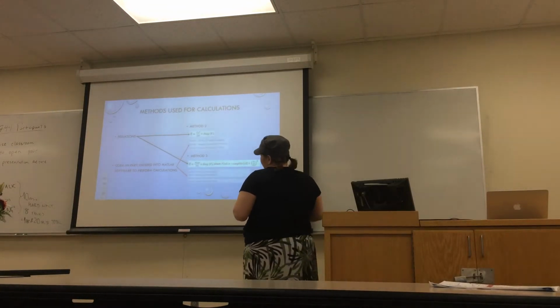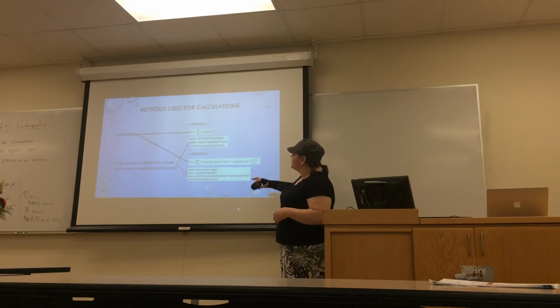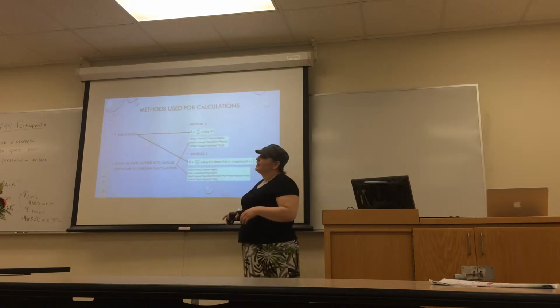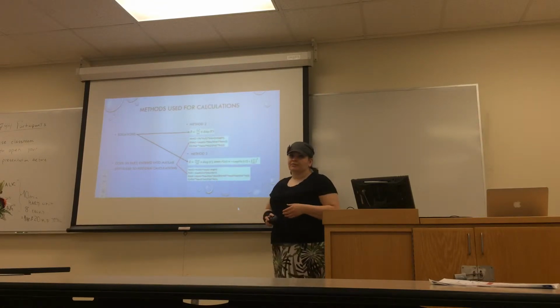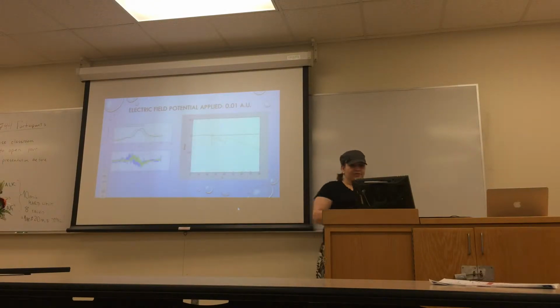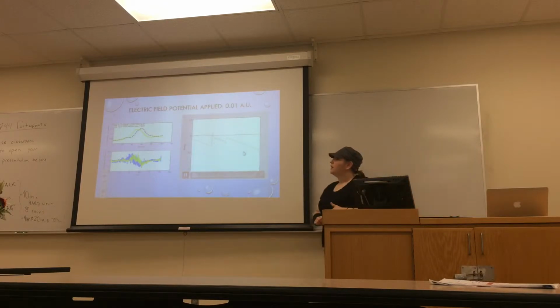I use 2 different methods in order to compare the results to each other of how well they fit. Here are the 2 Hamiltonians and then what that looks like in the code that we use with the MATLAB software. The first thing that I did is I used an electric field potential of 0.01 atomic units.